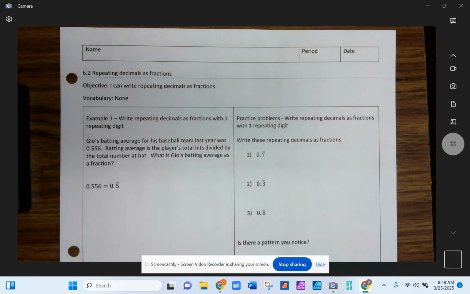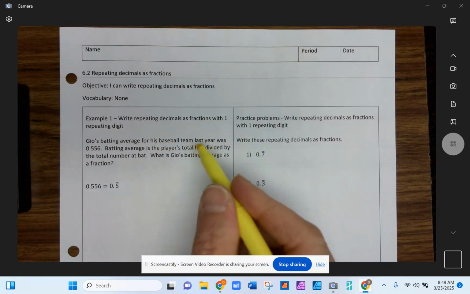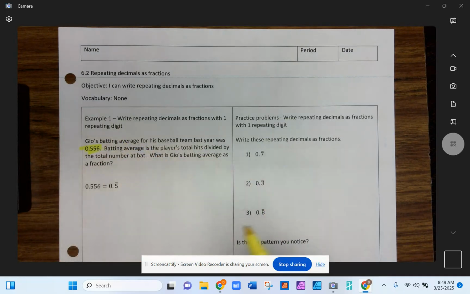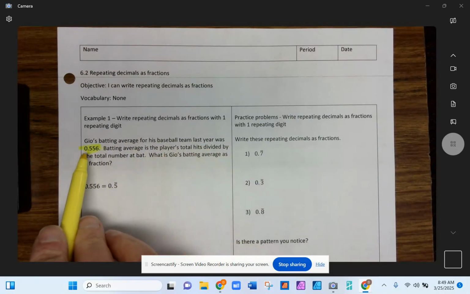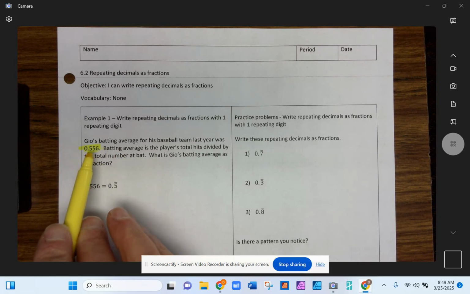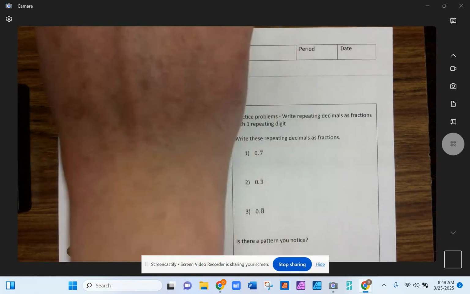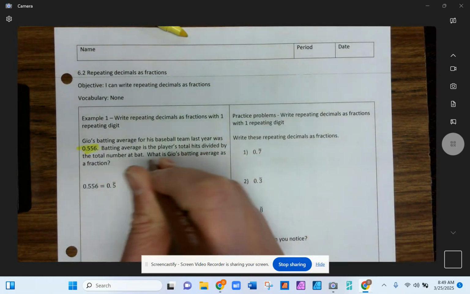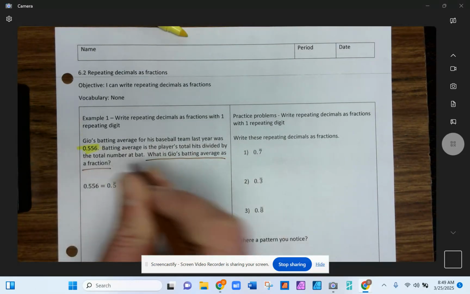Sort of easy access to a highlighter. Gio's batting average for his baseball team last year was 0.556. Batting average is the player's total hits divided by the total number of at bats, right? So that's how you calculate that percentage or that statistic. So what is Gio's batting average as a fraction? That's the question.